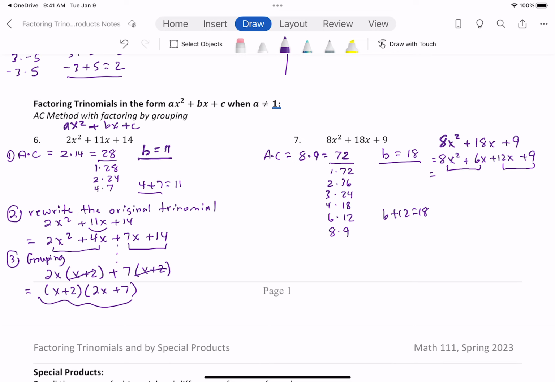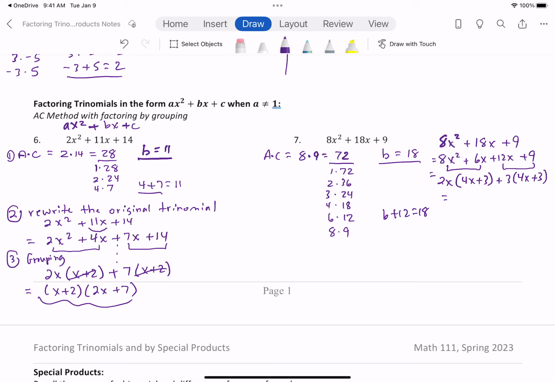So my first two terms, 8x squared and 6x, those have a common factor of 2x. So I'm going to factor that out. That's going to leave me with 4x plus 3. My second binomial, 12x plus 9, that has a common factor of 3. So I'm going to factor that out. And that also leaves me with 4x plus 3.